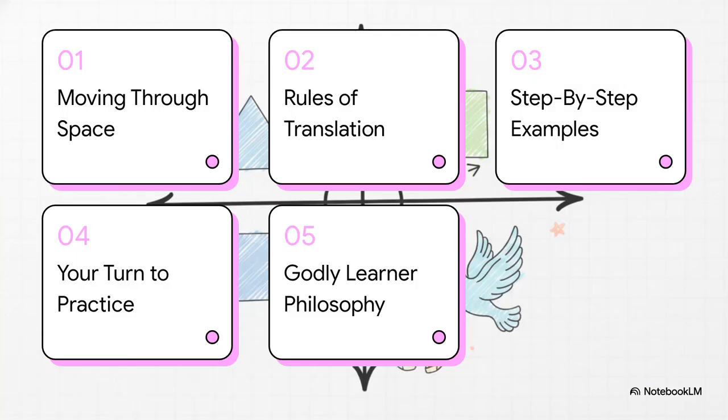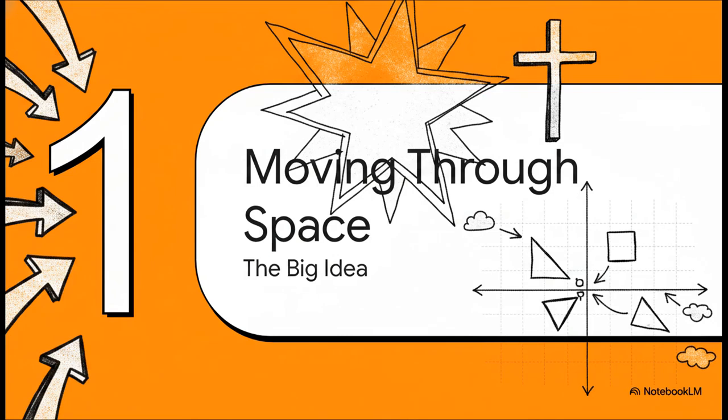All right, let's look at our roadmap for today. First up, we've got moving through space, followed by the rules of translation, and then we'll run through some step-by-step examples. After that, it's your turn to practice, and finally, we'll wrap up with the Godly Learner philosophy. Let's dive right in. Starting things off with Section 1, moving through space.